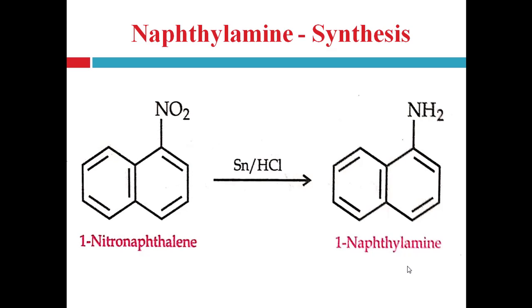Next, another synthesis for the naphthylamine. 1-nitronaphthalene is reduced with the help of stannous chloride and hydrochloric acid to produce 1-naphthylamine. Here simply reduction of the nitro group occurs. This NO2 group is reduced with the help of the tin and hydrochloric acid reducing agent and converted into the amine group or amino group, NH2 group. So 1-nitronaphthalene is reduced to 1-naphthylamine.